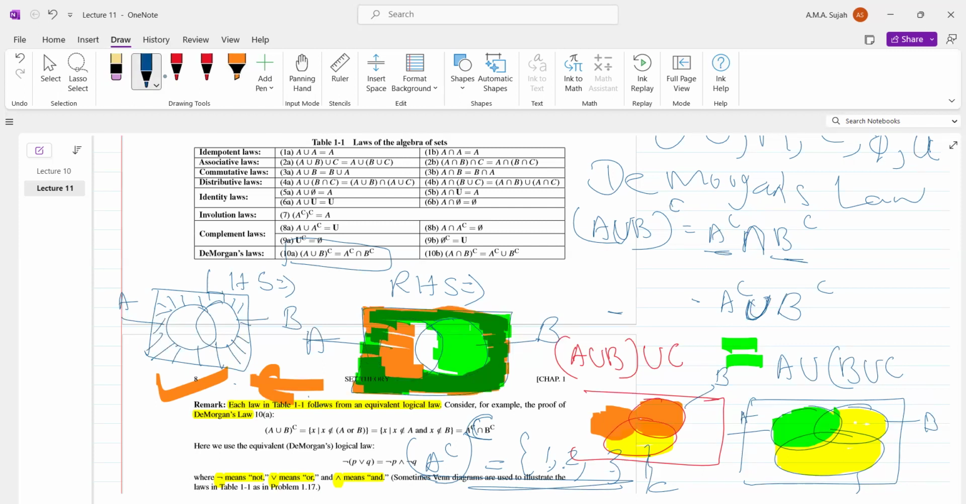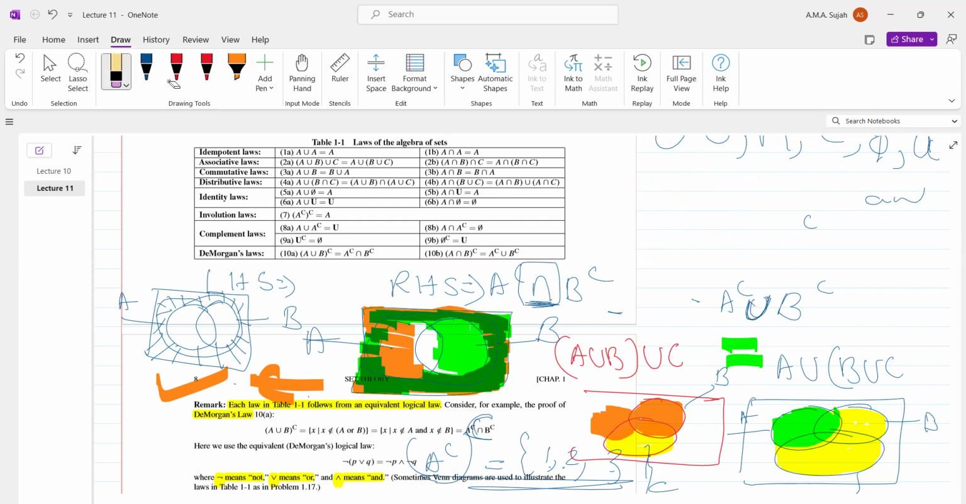Green color area is A complement. Orange color area is B complement. So now the right hand side says A complement intersection B complement, right? It means I need to find out the common elements of A complement and B complement. So it means the dark green area, which is the outside area, right? So that is what we are getting from here as well. So De Morgan's law is correct. This is one way we can explain by using a Venn diagram.